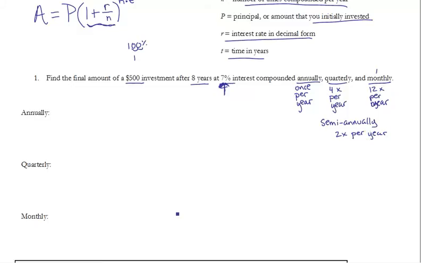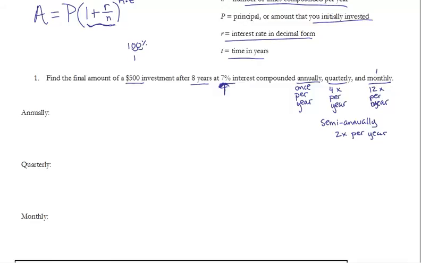So what that means is that your interest is divided. So if it's 7%, it's divided over 4 times per year. So it's put towards your money 4 times. The 7% is divided and then put towards your money 4 times per year.